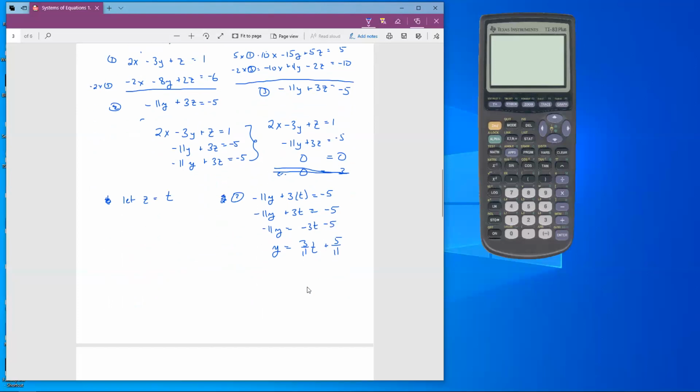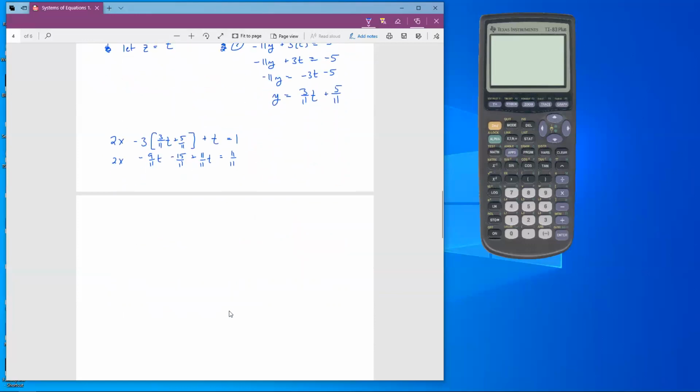Okay, continuing our algorithm, because we're just going to roll this up into the first equation, we have 2x minus 3y. So y is equal to 3/11 t plus 5/11. And then we have a plus t here for the z. This is equal to 1. So we have to sort this out. That's going to be 2x minus 9/11 t minus 15/11, and I'm going to say 1 is equal to 11/11. We'll continue this on a page down here.